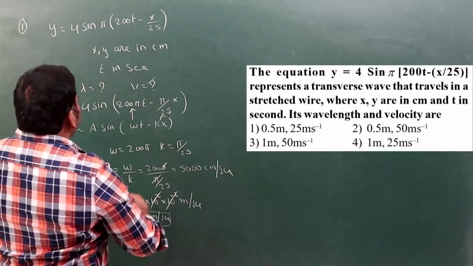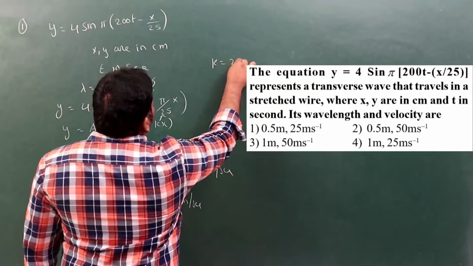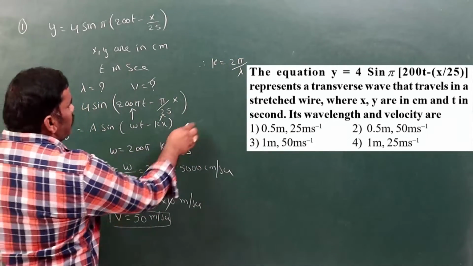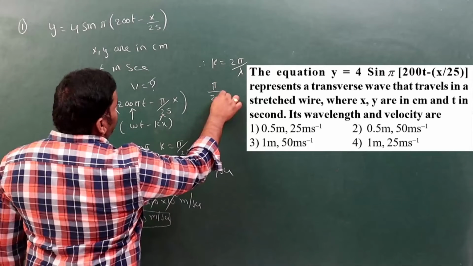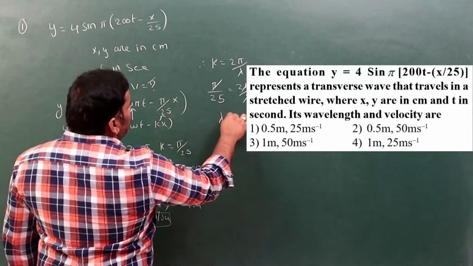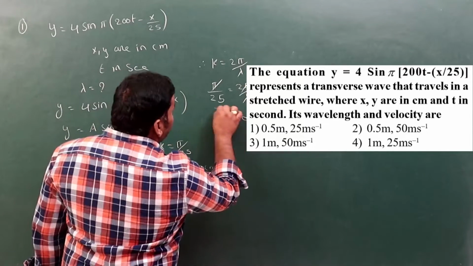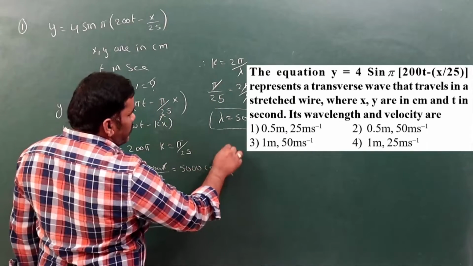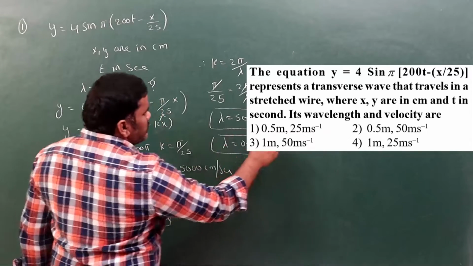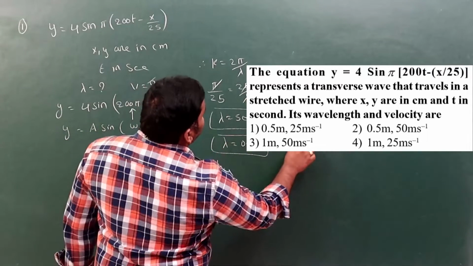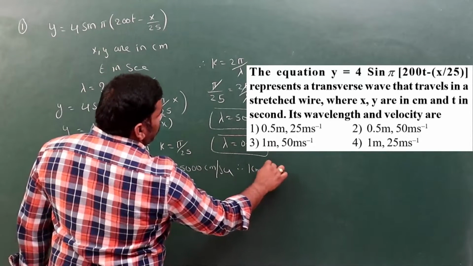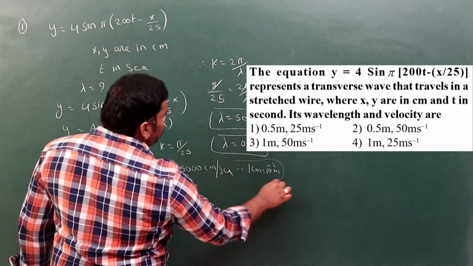This is the velocity. So next, the wavelength. We know that k is equal to 2 pi by lambda. Here k is equal to how much? Pi by 25 is equal to 2 pi by lambda. Pi gets cancelled, lambda is equal to 50 centimeters. But the answer is given in terms of meters. Lambda is equal to 0.5 meters. Here 1 centimeter is equal to 10 power minus 2 meters.